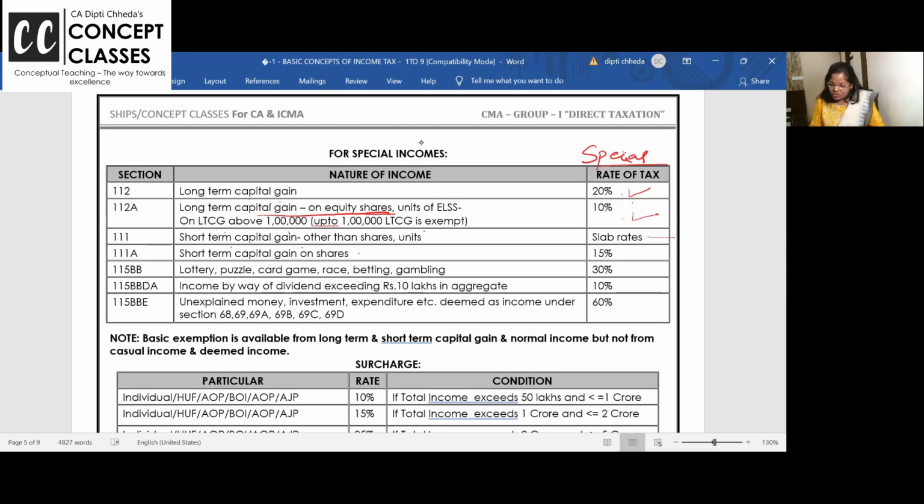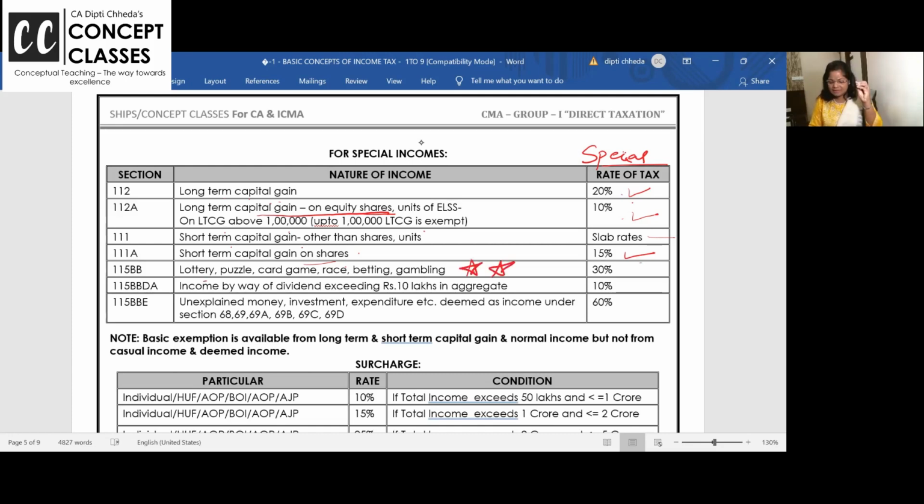Short-term capital gain on shares, 15%. You know, short-term is within a year. If people hold the shares and they sell it, then it is all 15%. This is important for all of you for exam.